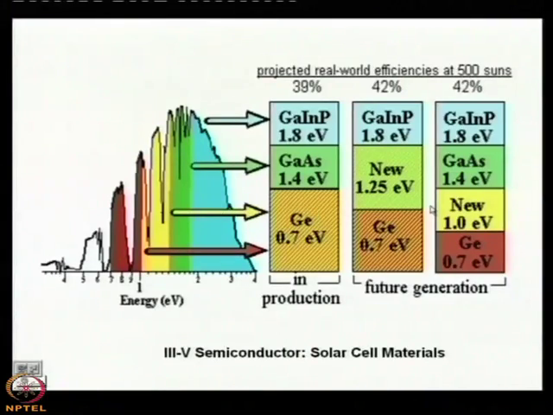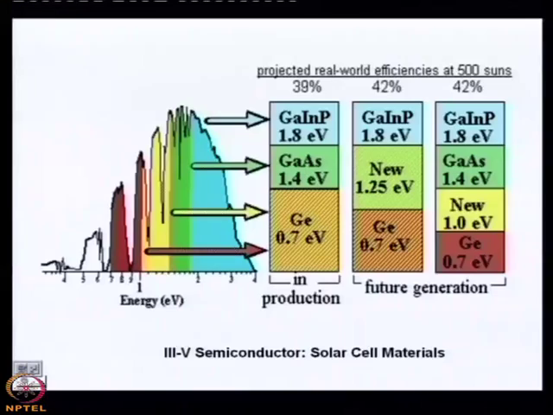Where are these solar cells used? These are very costly. They are used in satellite applications. The whole satellite runs by solar cell. The main power source is the solar cell, and there a very high efficiency solar cell is required. That is why we are talking about 39%, 42%.